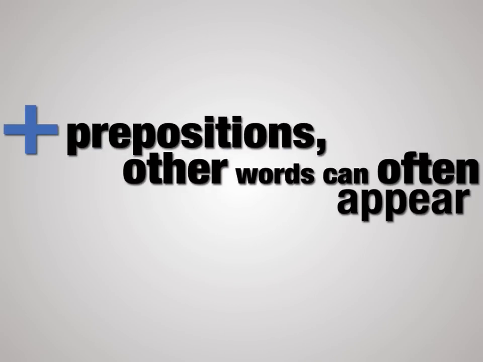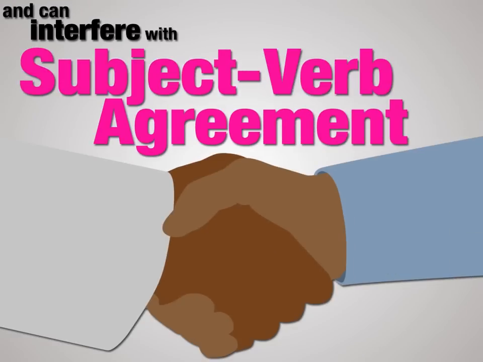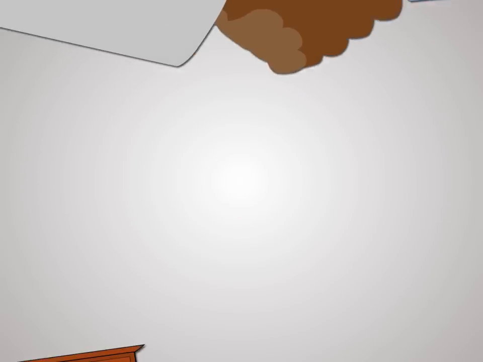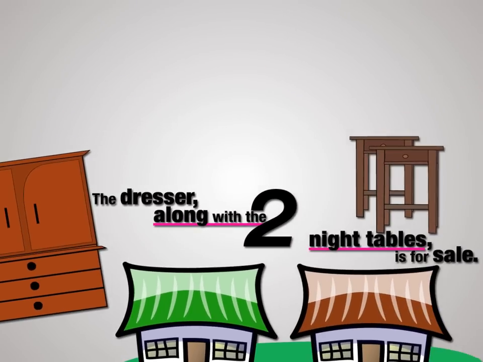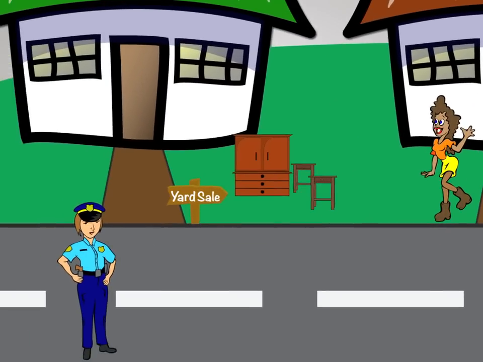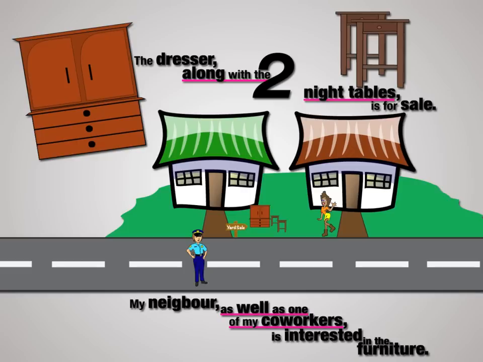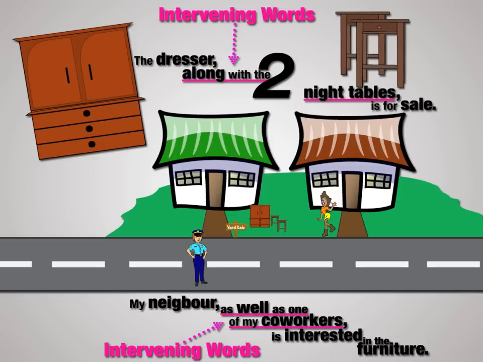In addition to prepositions, other words can often appear between the subject and the verb and can interfere with subject-verb agreement. The dresser, along with the 2 night tables, is for sale. My neighbor, as well as one of my co-workers, is interested in the furniture. The highlighted words are known as intervening words.